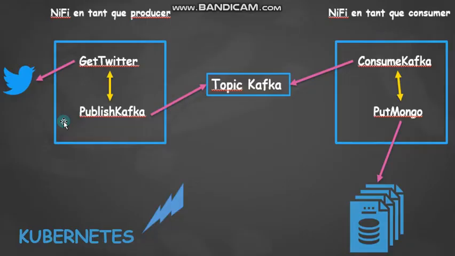Let's first of all discover our pipeline. We will show how to integrate Apache NiFi with Kafka by producing to and consuming from a topic. This data stream receives tweets from Twitter in real time using a getTwitter process, then loads them into a Kafka topic through publishKafka. In a second step, we will consume this input data in real time with Apache Kafka through consumeKafka, and keep it in MongoDB with putMongo.